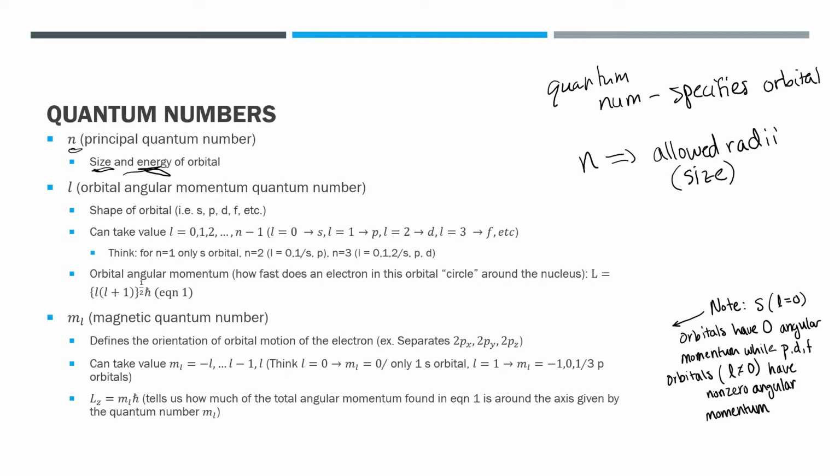Also, we saw that when we were looking at single electron atoms and ions, only n mattered for determining the energy. We saw this in the Rydberg's constant video, where the energies of the n equals 1 and n equals 2 orbitals were degenerate in a single electron atom or ion. But note, only n matters for energy when we're looking at single electron systems.